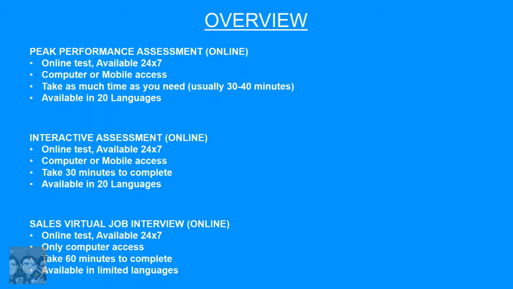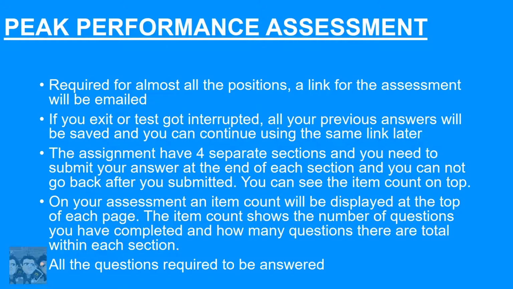Now we can talk about each of these tests individually. The first test is the peak performance test, which is required for almost all the positions at P&J, and a link will be provided by your email. During this test, if you exit or the test gets interrupted because of a power failure or internet disconnection, you can start the test from where you stopped. You can continue the test using the same link that they provided you in the email.